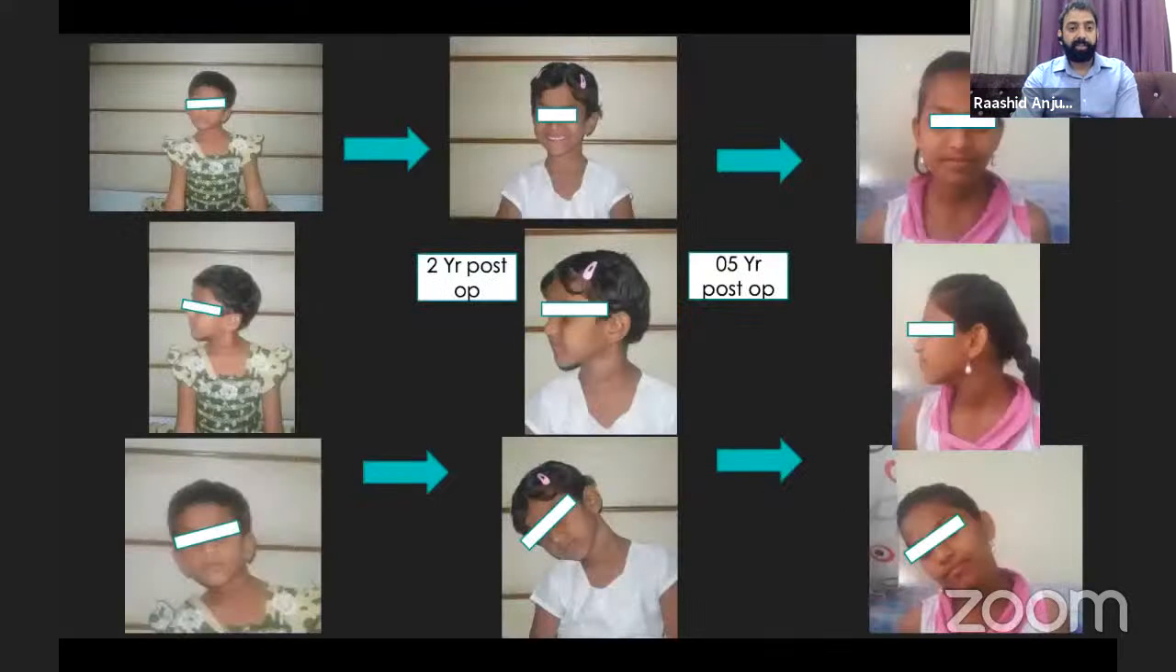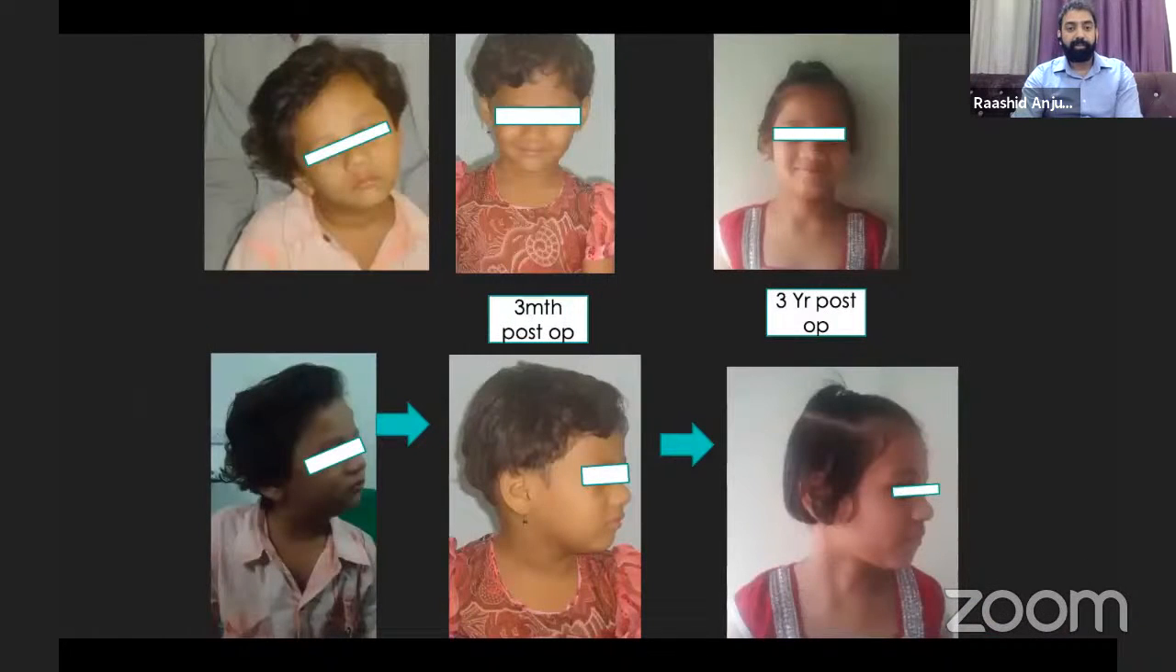This is one of the case examples, and if you can just see the images at 2 years post-operative and 5 years post-operative, showing excellent range of motion, and facial symmetry is okay. The head is almost central. Another case of a 3-year-old child who was operated on with unipolar release, at 3 months post-op and again at 3-year post-operative follow-up, showing good correction.